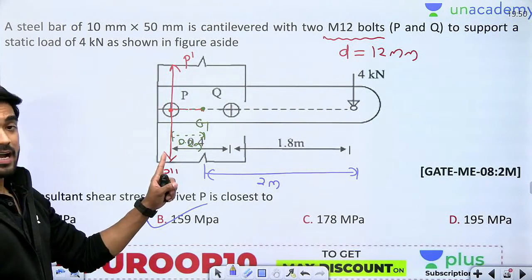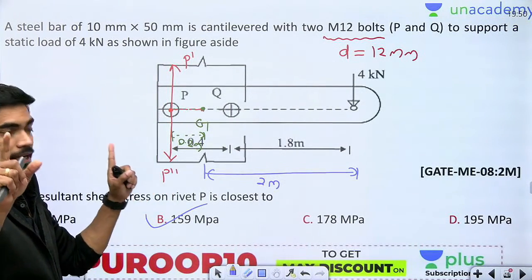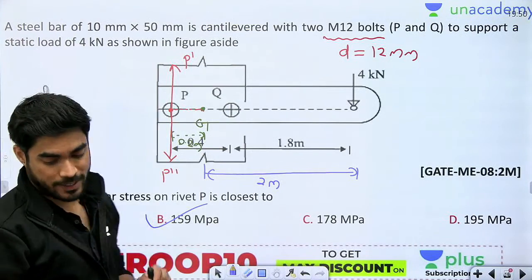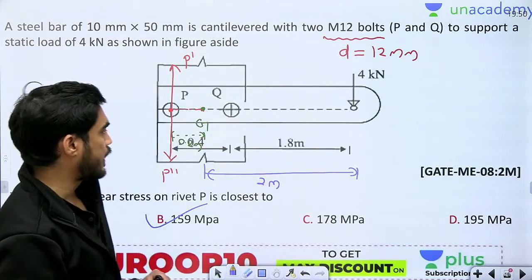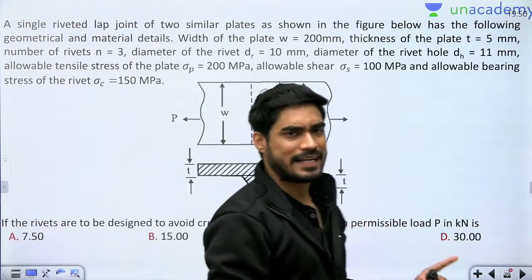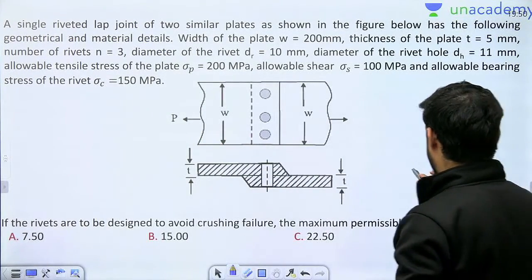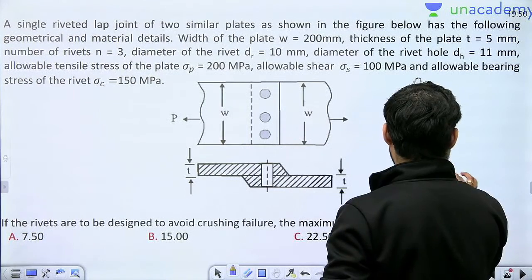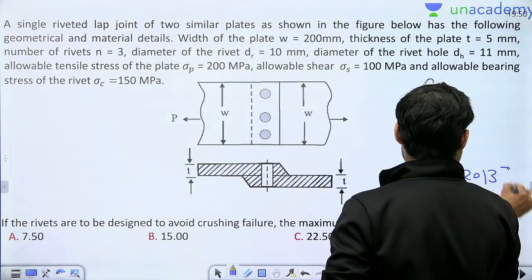So beta, I told you yesterday, eccentric loading in riveted joint is very important from exam point of view, right? Let's go, let's see the next question. So this is the next question, beta. This is also from GATE 2013. As far as I remember, this is a GATE 2013 question.